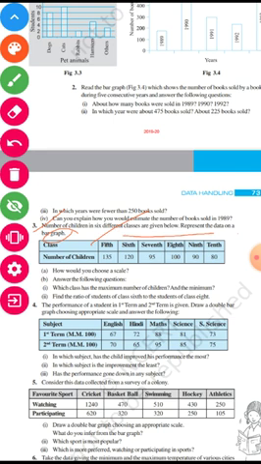How would you choose a scale? Choose scale 1 unit is equal to 10 children. Answer the following questions. Which class has the maximum number of children? The maximum number of children is in 5th class, and the minimum number of children is in class 10th.